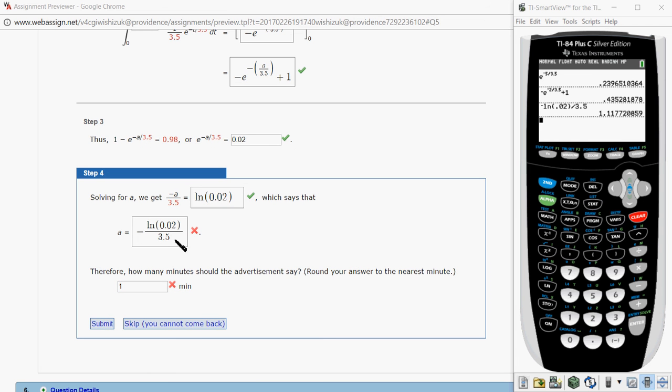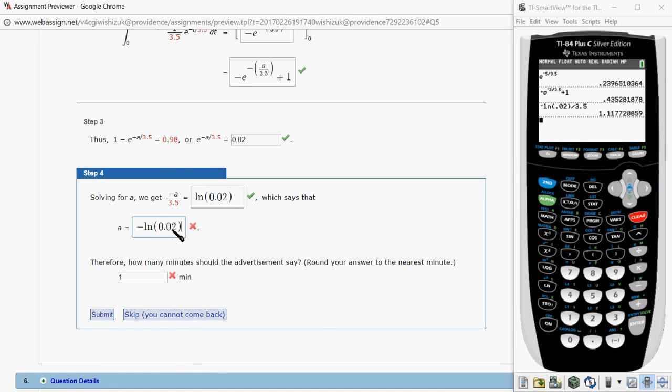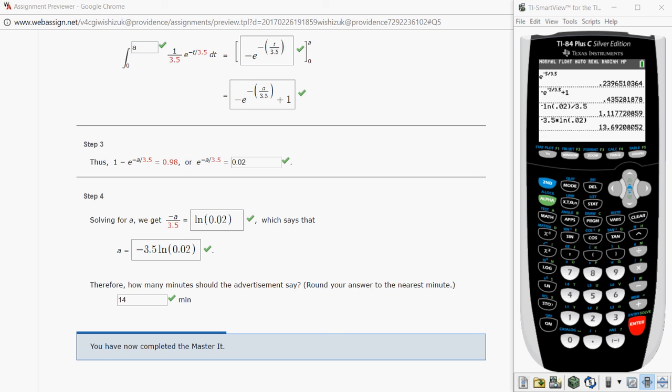Actually, I messed it up. I have to multiply it by 3.5. Sorry about that. So we compute negative 3.5 times the natural log of 0.02. Okay, that's more reasonable: 14 minutes. Submit. It came back and looks like we got this one correctly. That's it. I hope this was clear.